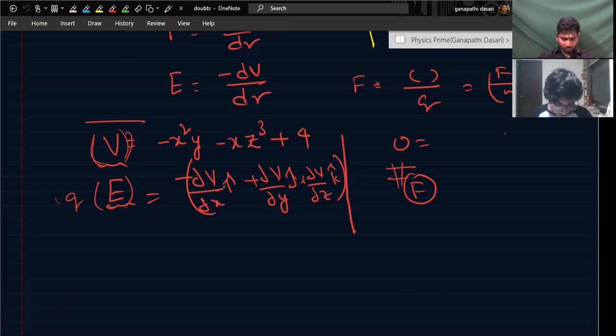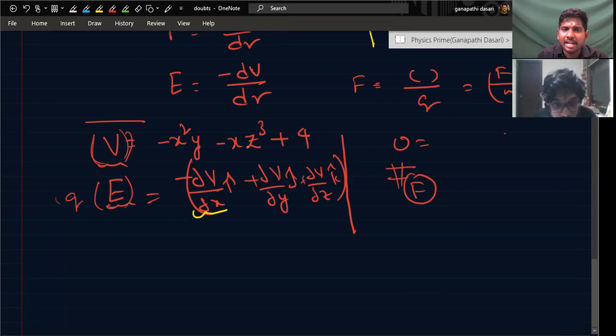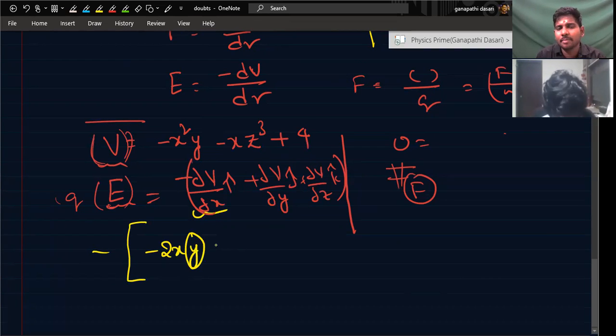Sir, is it minus 2x plus 2 plus 3? I'll tell you. If you differentiate with respect to x, you should keep y and z constant, right? That means the answer will be minus 2x, and y is a constant that will remain like that only. It is like kx square, which gives 2kx, right?